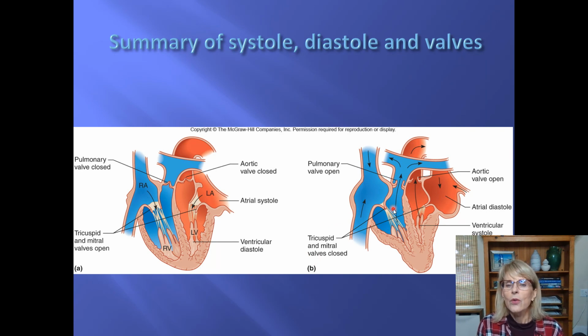Then, when the ventricles go into systole, the atria are in diastole, right? And as the ventricles are contracting, they are going to close the tricuspid and close the mitral, but they will open the aortic valve and open the pulmonary valve. And then everyone rests and all the valves are shut, and then it happens again and again.